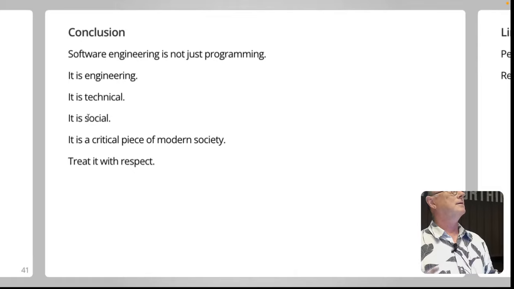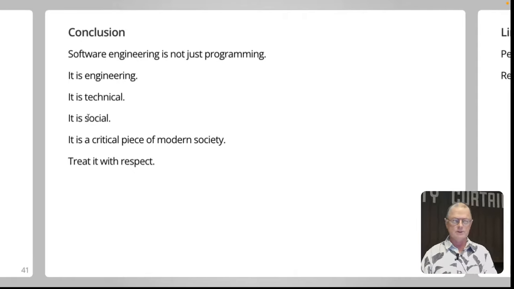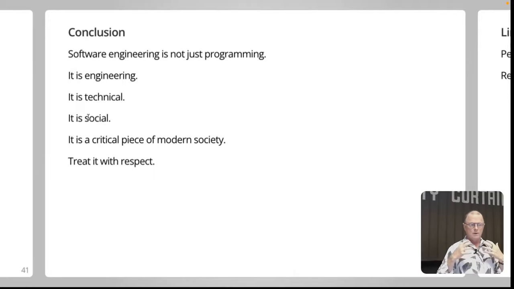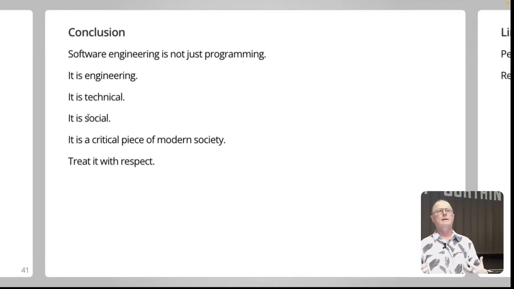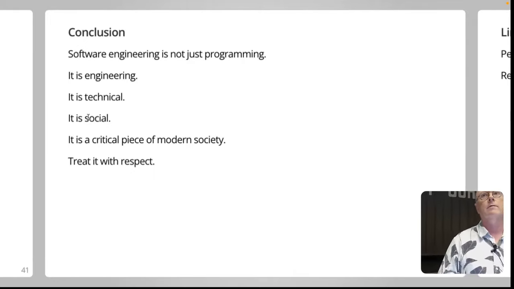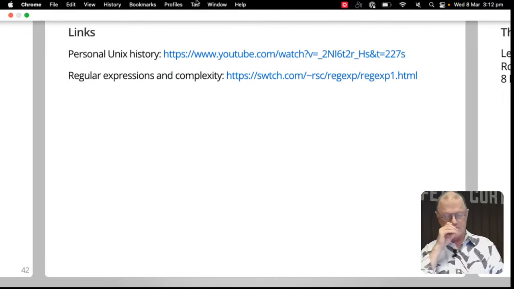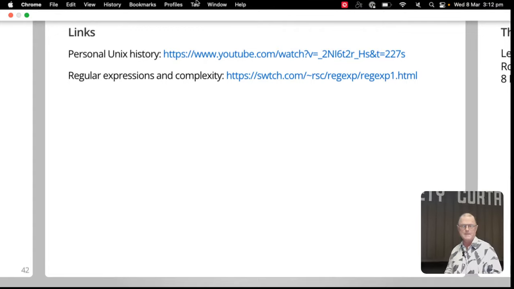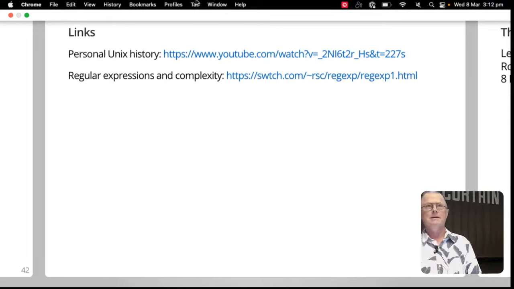It's really good to be part of it, and it's an interesting, fulfilling job to have. But think of it as a social thing that's helping the world, helping the people you work with, and treat everything and everybody in it with respect, and you'll have a long and satisfying career. So I'll finish there. There's a couple of links for things you might want to take a look at, including the regular expression one. So that's my formal presentation, but I'm happy to answer questions.